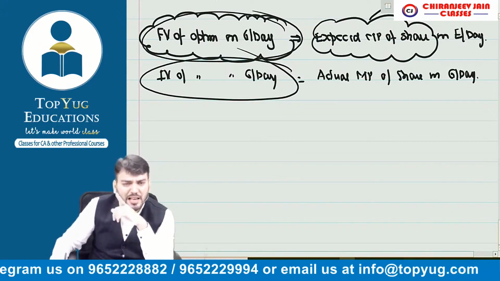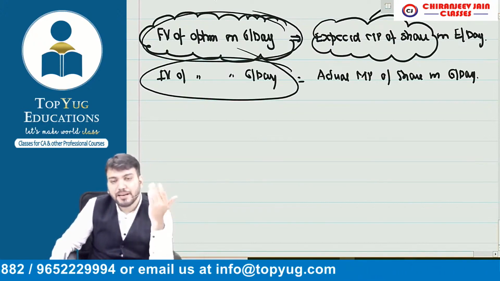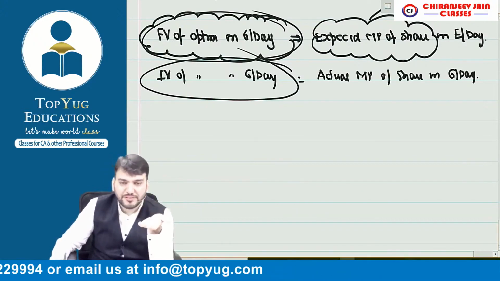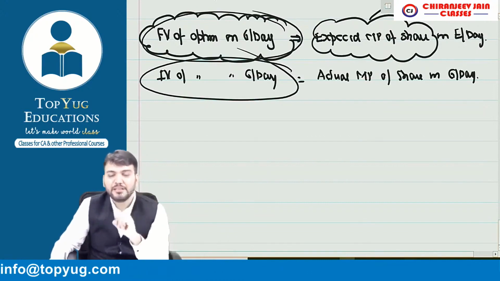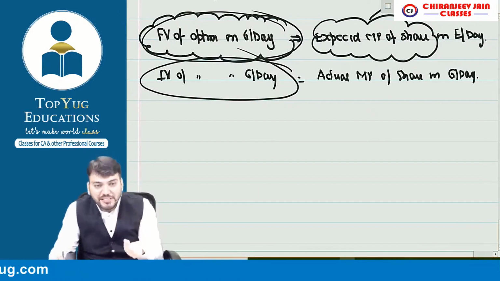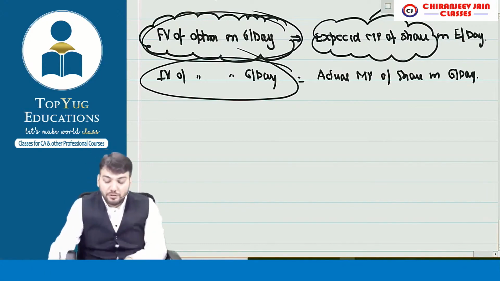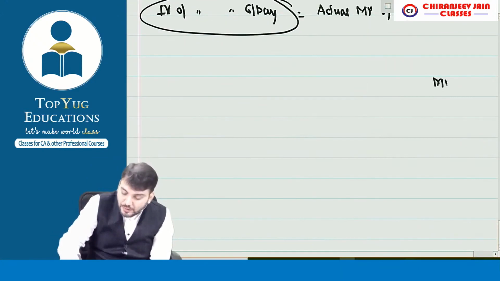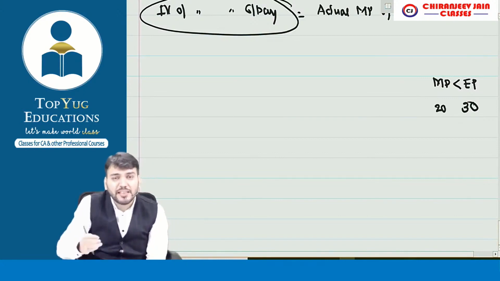One last day one doubt was asked कि sir, if the market price of shares is less than exercise price during exercise period? So I have said then the employee will not exercise their right because they have a right but no obligation. So suppose the exercise price is 30 and the market price becomes 20. So of course they will not exercise the option.